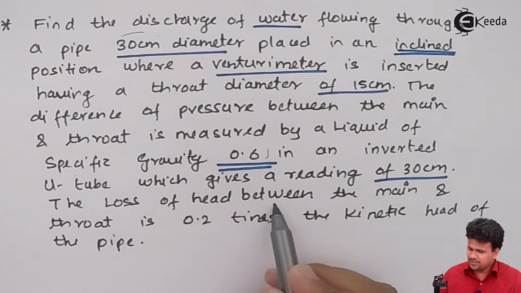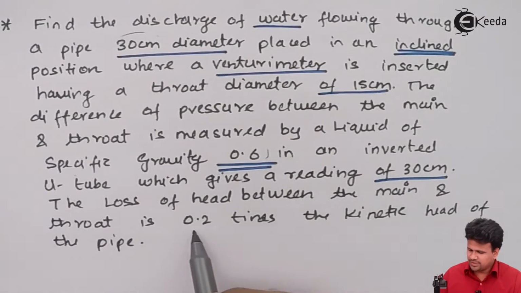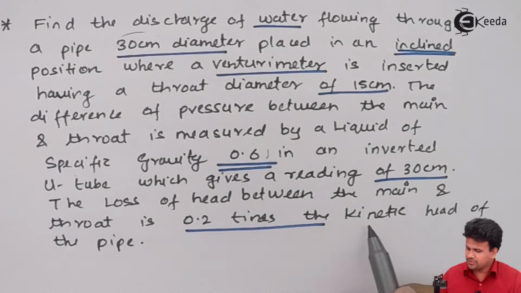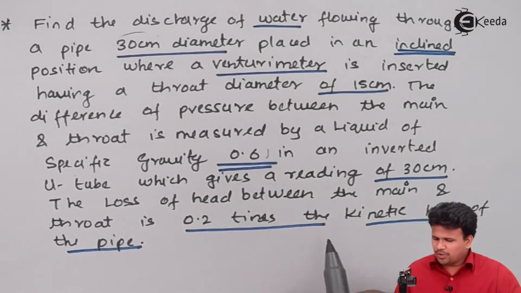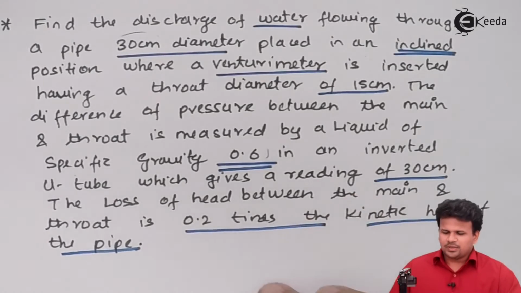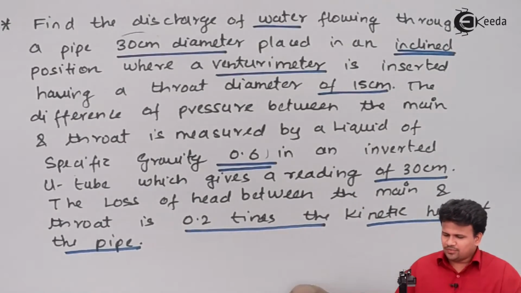The loss between the main and the throat is 0.2 times the kinetic energy head. The head loss is 0.2 times the kinetic energy head. We have to calculate the discharge over here. So over here, let us see how we can calculate the discharge. For that, we have been given a few data over here. So let us write down the data.